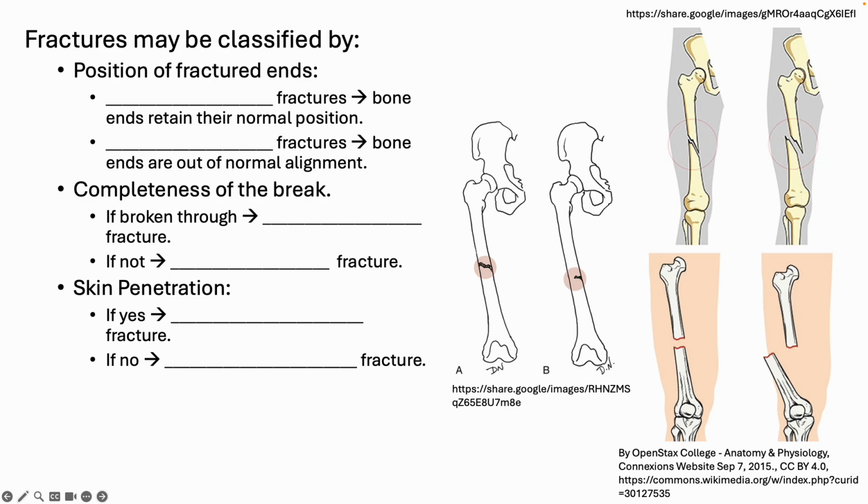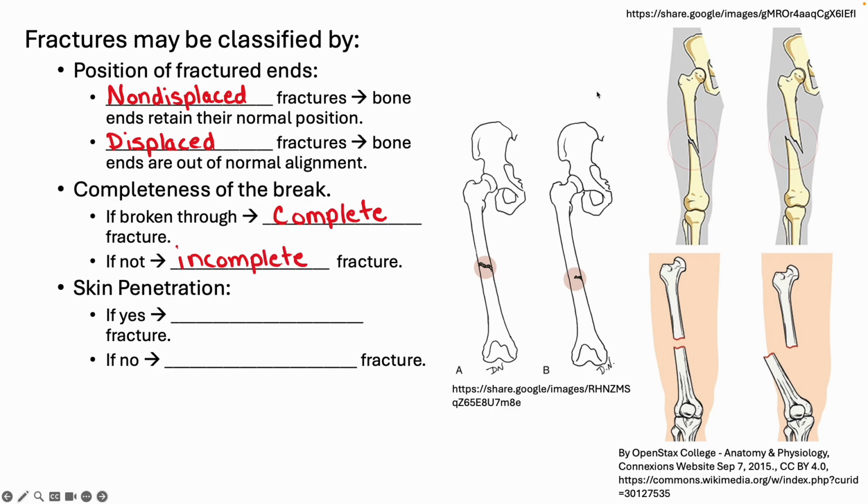So fractures may be classified by the position of the fractured ends. You can have non-displaced fractures where the bone ends retain their normal position, or you can have displaced fractures where the bone ends are out of normal alignment. It can also be classified by the completeness of the break. If it breaks through the bone completely, that will define it as a complete fracture, whereas if it is not broken completely through, it's an incomplete fracture.